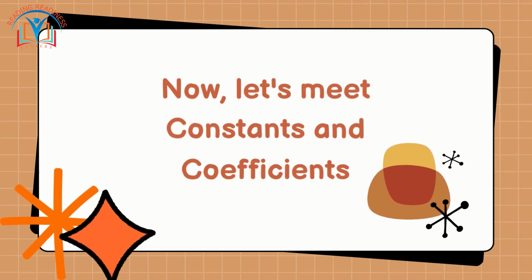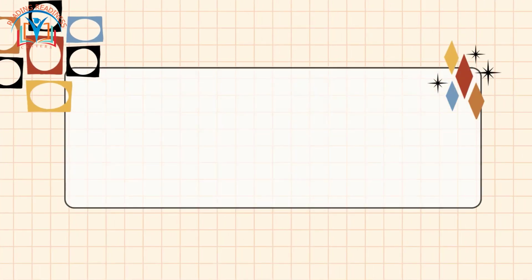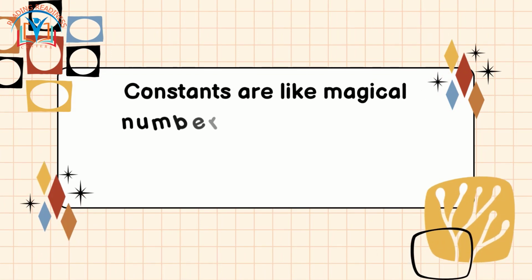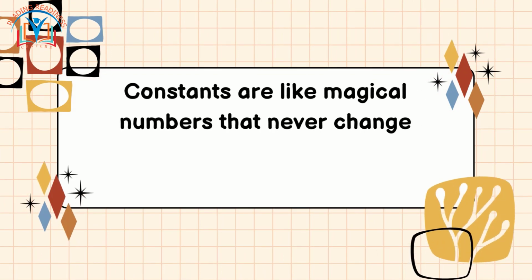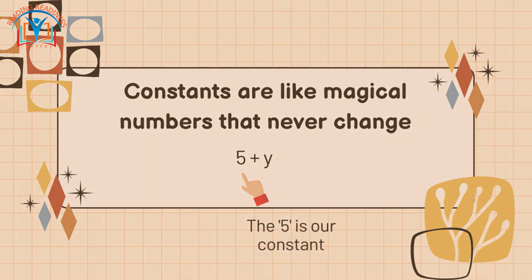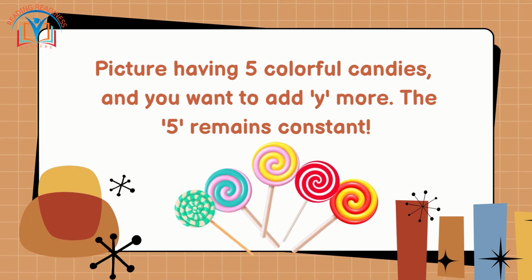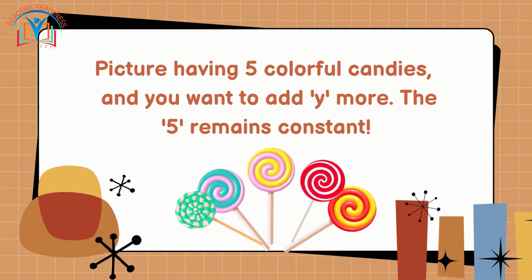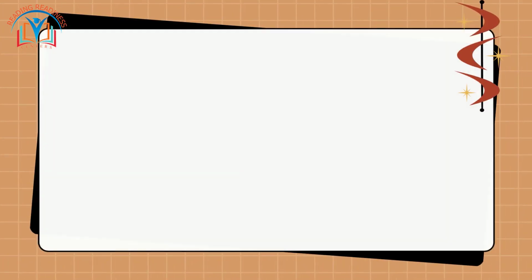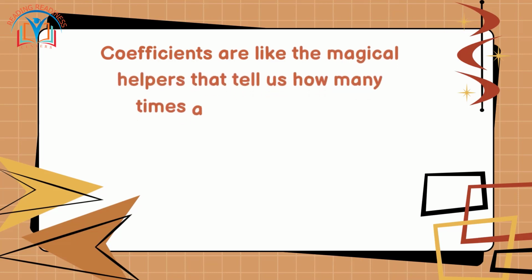Now, let's meet constants and coefficients. Constants are like magical numbers that never change. For instance, in 5 plus y, the 5 is our constant, always staying the same. Picture having 5 colorful candies, and you want to add y more. The 5 remains constant. Coefficients are like the magical helpers that tell us how many times a variable appears.